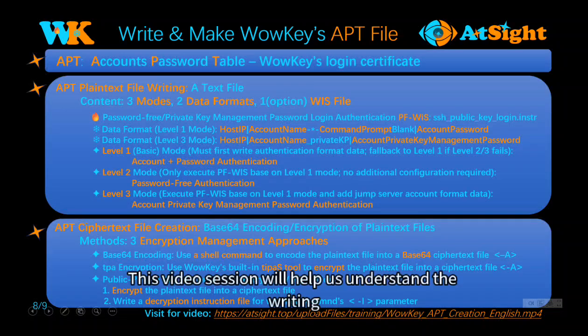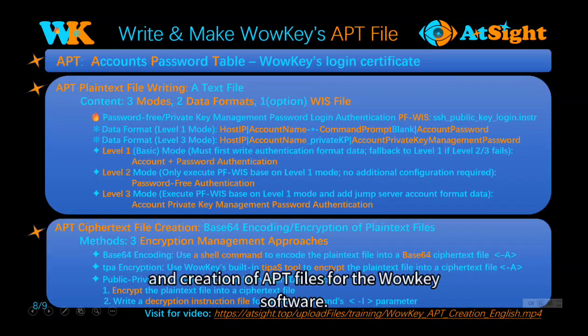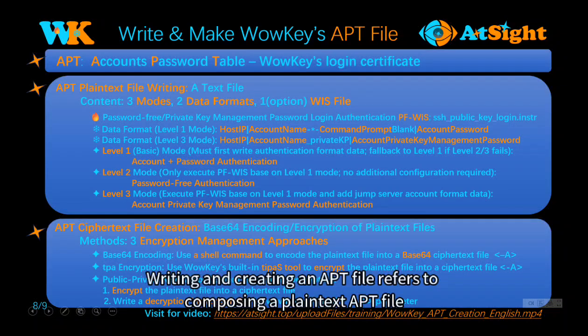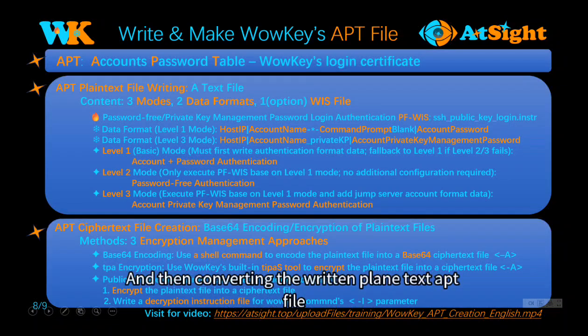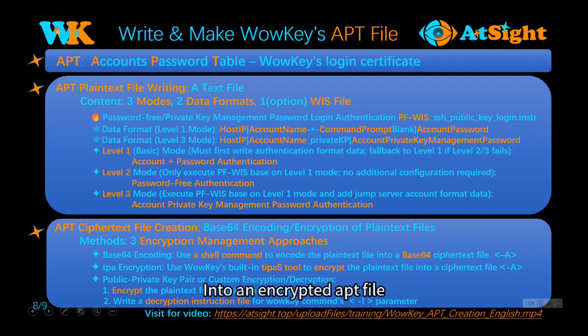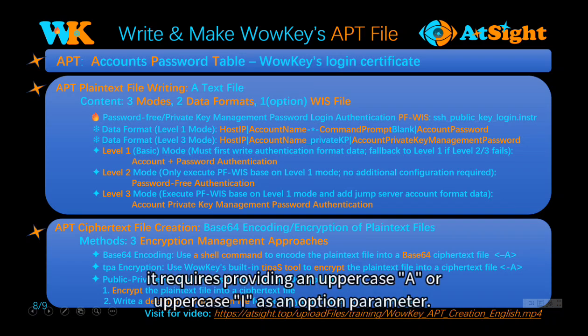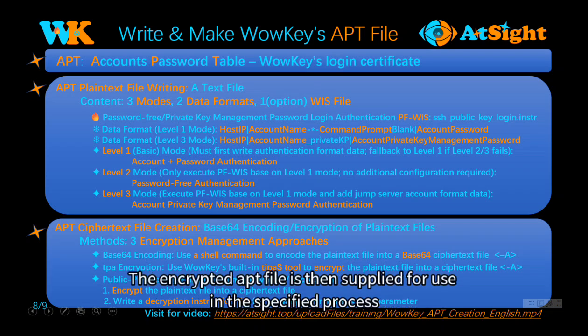This video session will help us understand the writing and creation of APT files for the WowKey software. Writing and creating an APT file refers to composing a plaintext APT file and then converting the written plaintext APT file into an encrypted APT file. When executing a WowKey command, it requires providing an uppercase A or uppercase I as an option parameter. The encrypted APT file is then supplied for use in the specified process.